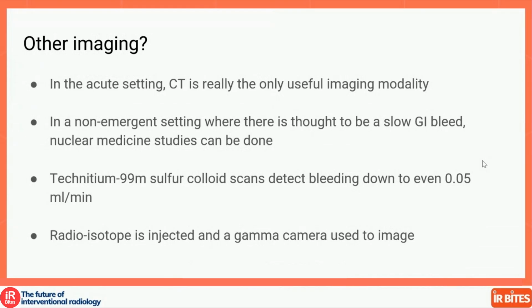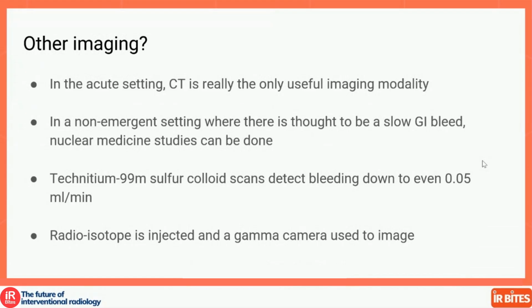Is there other imaging in the acute setting? The short answer is no. CT is really the only useful imaging modality in the acute setting. Rarely, nuclear medicine studies can be used. These are done non-emergently, where there's thought to be a slow GI bleed or an intermittent GI bleed. It is incredibly sensitive, so it can detect bleeding down to like 0.05 mils per minute. So really, really slow bleeds.